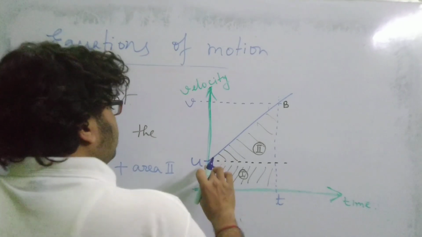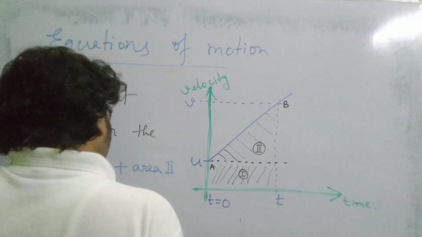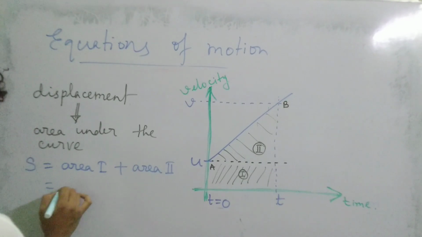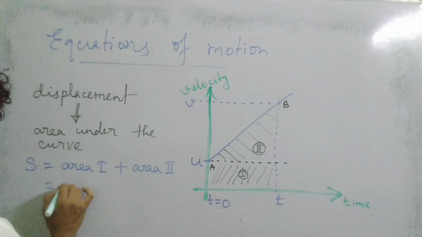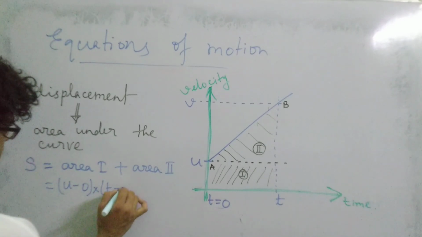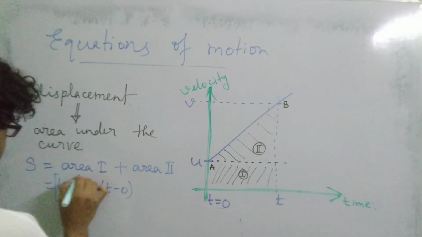And if I consider the breadth, it is u minus 0, so u. So for the rectangle, you know, its length into breadth, so we can write it like this: length into breadth, u minus 0 into t minus 0. Okay, so this is the first area.